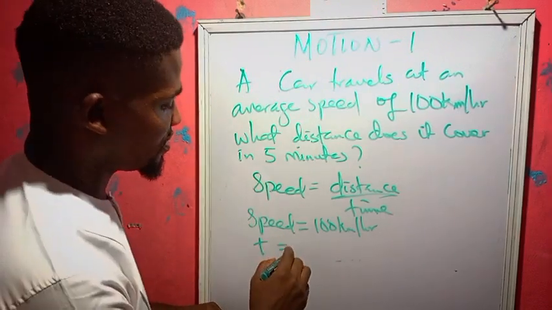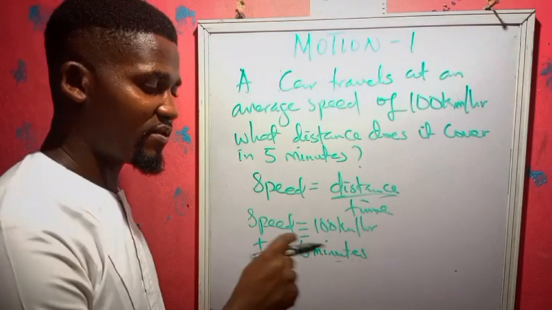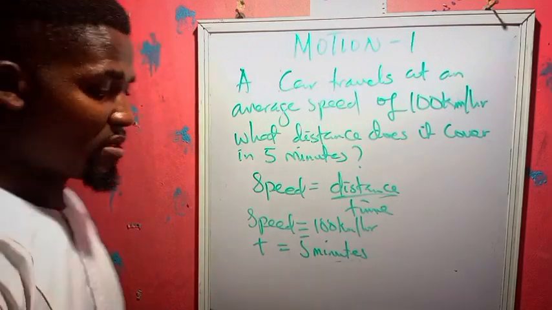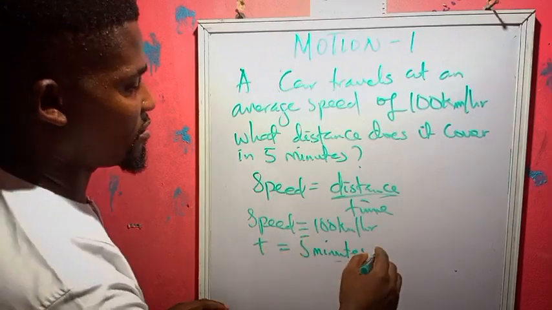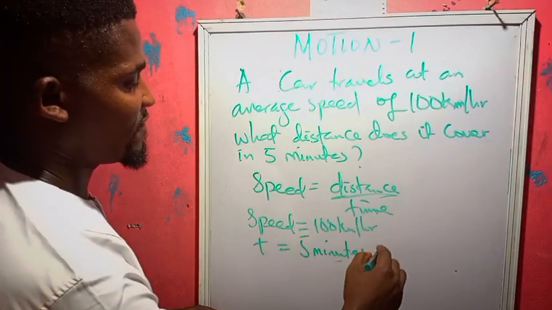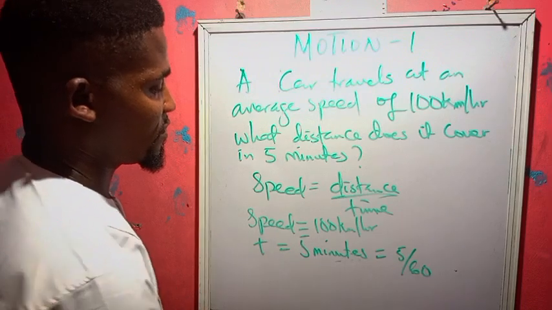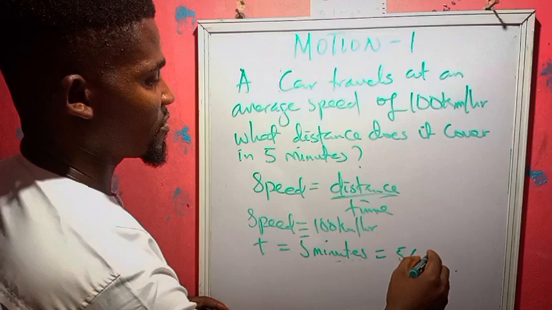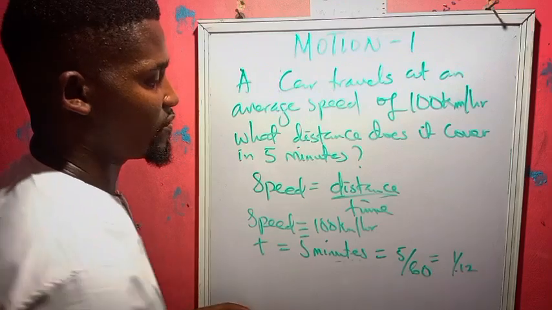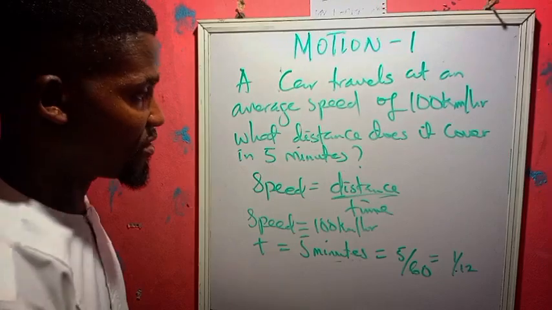So we say t is 5 minutes. Converting 5 minutes to hours, this is the same thing as 5 over 60, because 60 minutes will equal 1 hour. So that's the same thing as 1 over 12. We can use 1 over 12 to simplify further. We are asked to find distance.